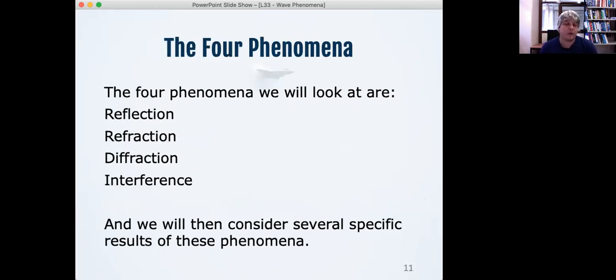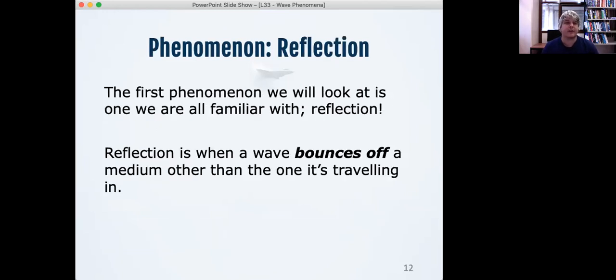The four phenomena we'll look at are reflection, refraction, diffraction, and interference. As I said, we will also then look at some results of these phenomena, some effects that you can see in the real world. And we will also look at the Doppler effect, which is slightly different from these phenomena, and we'll bring that up at the end as well.